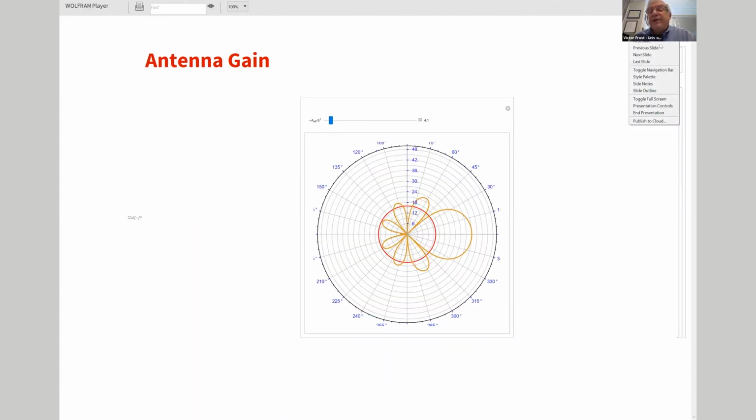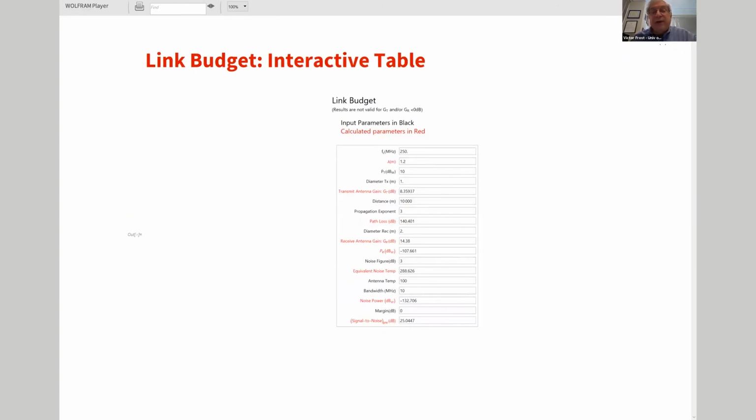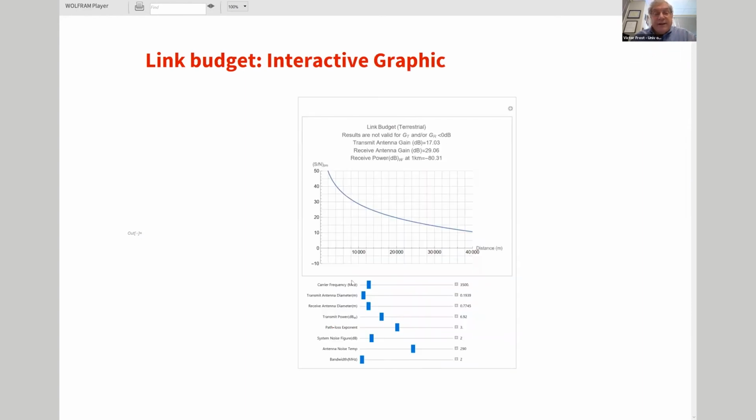I have an antenna pattern. I'm running out of time. I'll skip that one. This is a link budget that you can put in all the parameters in a standard link budget. This is a way of doing the link budget, but just doing it graphically, that you can change the carrier frequency. This is distance versus signal to noise ratio. You can change the loss component, so you can change the environment you're working in.